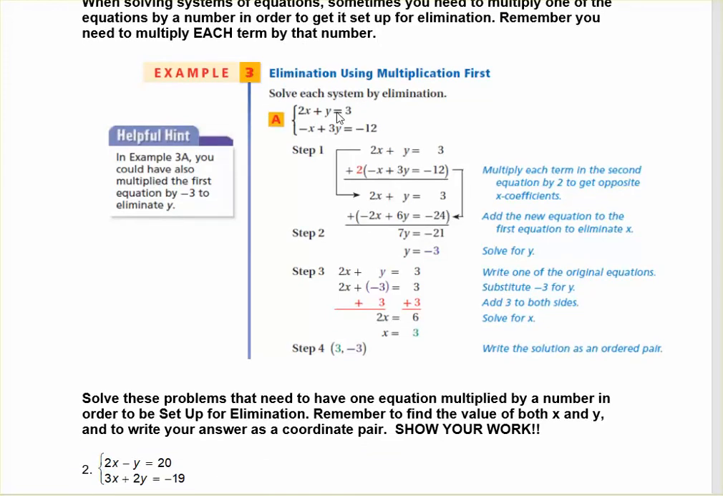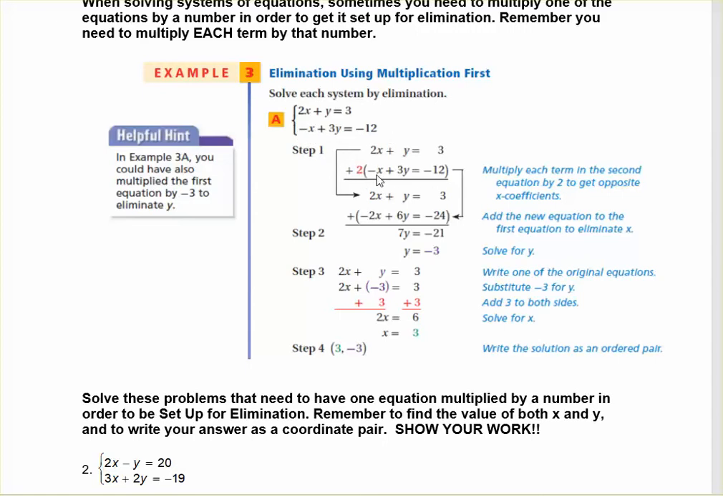All right, so in this example problem, we have 2x plus 1y equals 3 and negative 1x plus 3y equals negative 12. We want to multiply one of the equations, or sometimes both, but in this case we can do one of the equations by a number so that we have one coefficient 2x and one negative 2x. So we can multiply everything in the second equation by a 2.